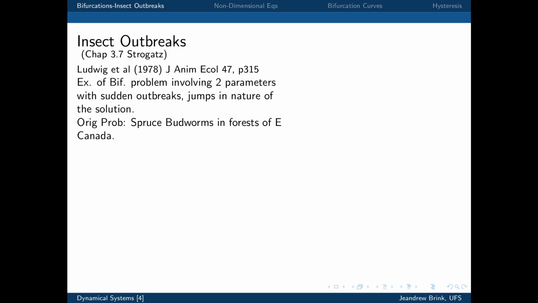As we go through the example very carefully, we'll illustrate how these arise, because that's an important part of the problem. The original problem that Ludwig wrote about was a problem of spruce budworms in the forests of East Canada. Even though this is the original problem, the model they developed has wide application and can be applied to many other problems in understanding insect outbreaks.